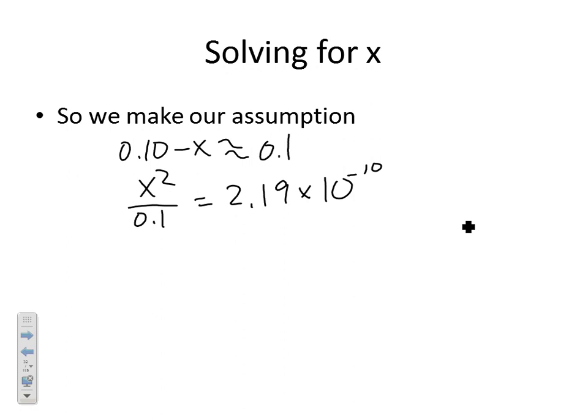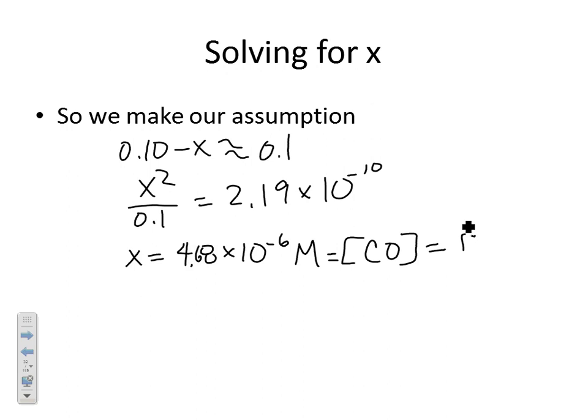So solving this, I get x is equal to 4.68 times 10 to the minus 6 molar. Now looking back at our ICE chart, and you do need to look back at that, x in the ICE chart represented the concentrations of CO and the concentrations of Cl2, and that's what the problem was asking for. So by solving for x, we have in fact answered the problem.